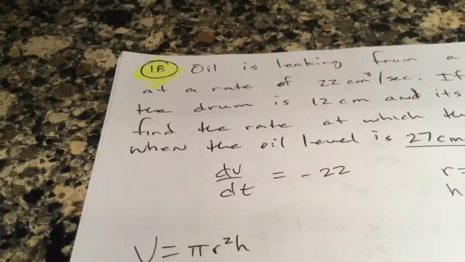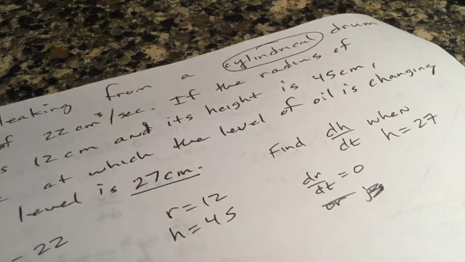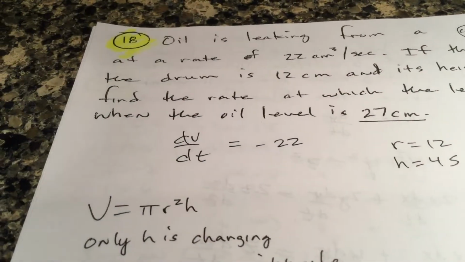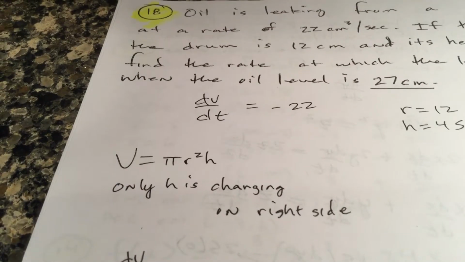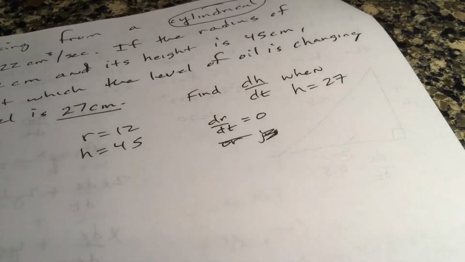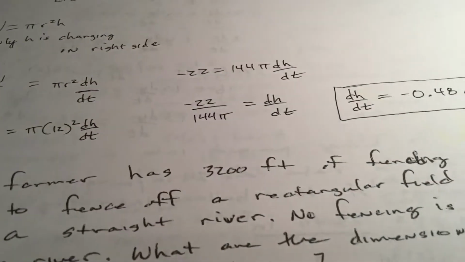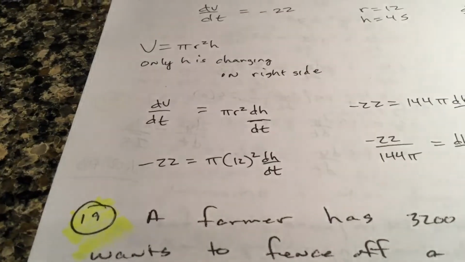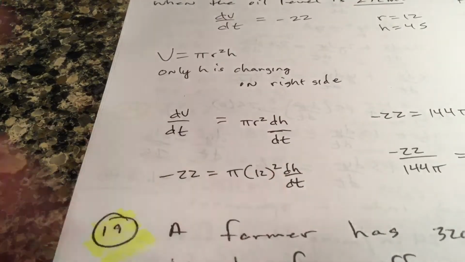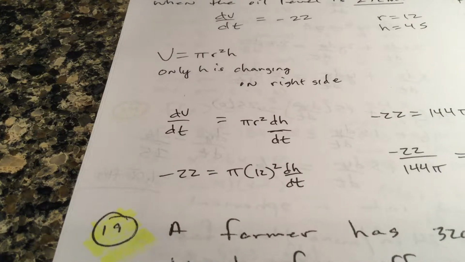Okay, moving on. A few more related rates questions, or one more at least. The oil from the drum. Only the h is changing, so we don't have to worry about dr/dt. It's 0. Again, you can use either the product rule, or r is going to stay constant, so we can just take the derivative, and only worry about h there.